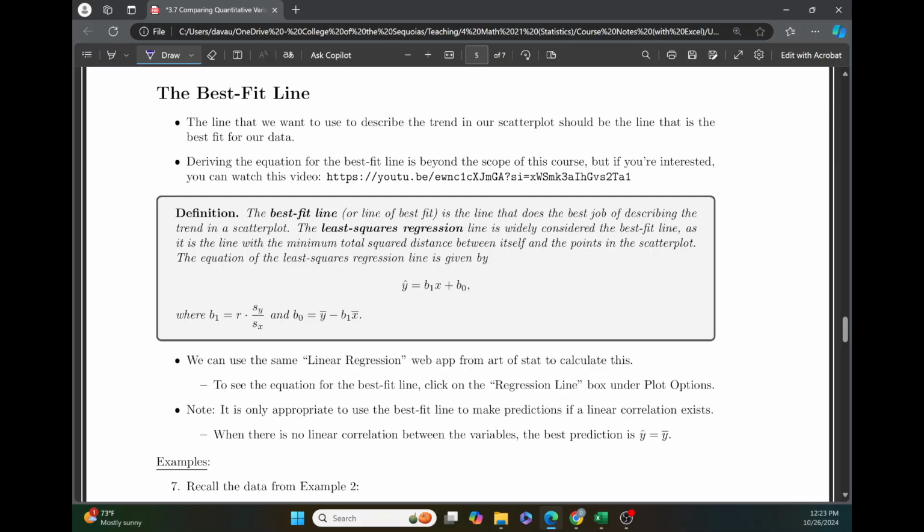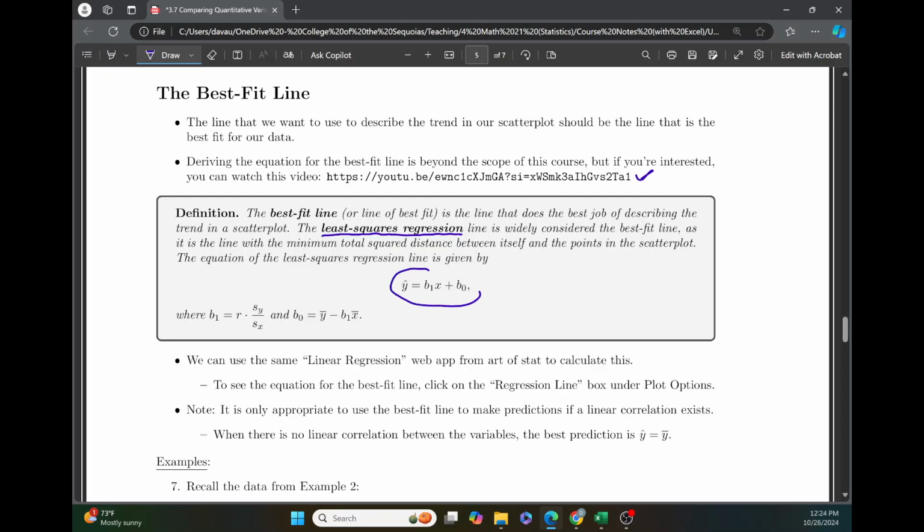But the line that we're going to use is called the least squares regression line. And this is widely considered the line of best fit because it minimizes the total squared distance between itself and the points in the scatter plot. Deriving the formula for the least squares regression line is beyond the scope of this course, but you can watch this video if you're interested, okay?